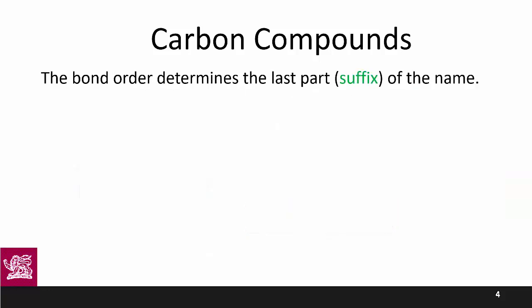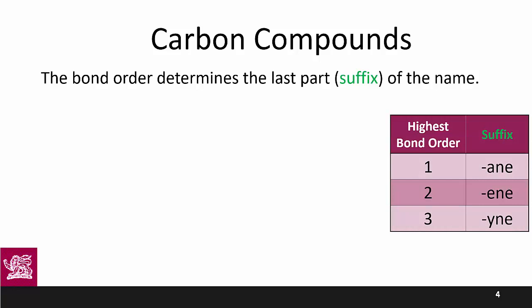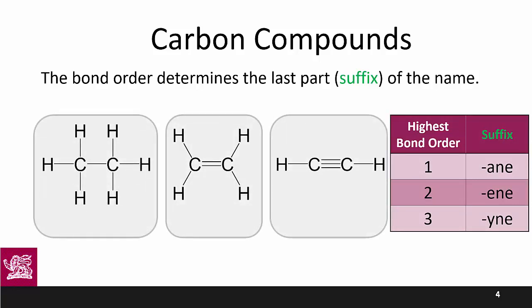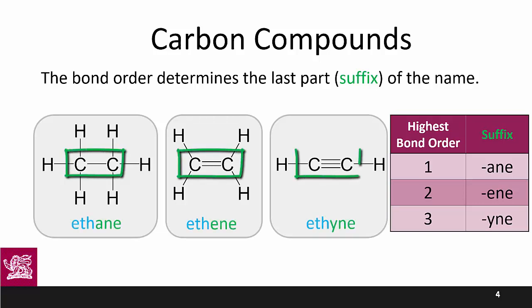As we move on, we need to know a little bit more about naming, so it's the bond order that determines the last part or suffix of the name. The suffix is the end, and it will ring a bell as the ane, ene, or ine. And so we have these 3 examples here. Please go ahead and pause the video and try to name all 3 of them. These are, of course, ethane, ethene, and ethine.